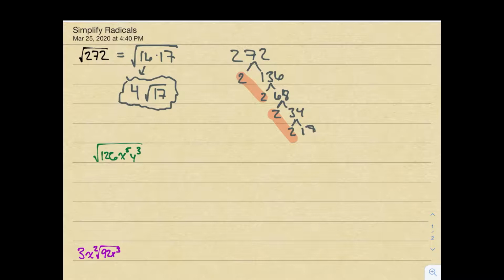So the pairs are what break out. The pairs are how our square roots will simplify. Each of those two 2's will multiply together to make that 4, and that 17 that's left over is still stuck inside the square root.